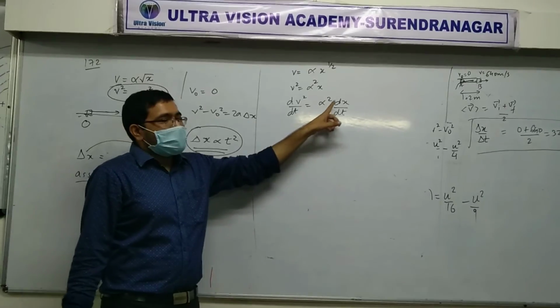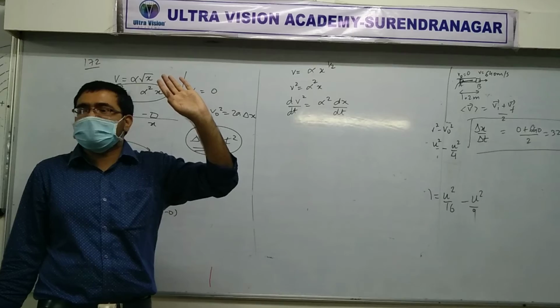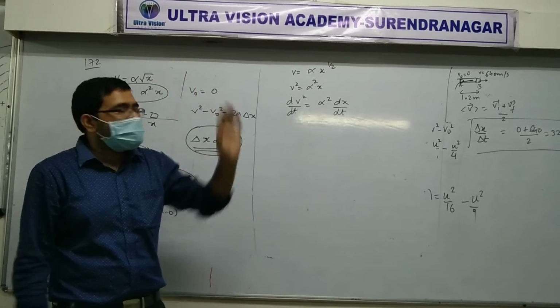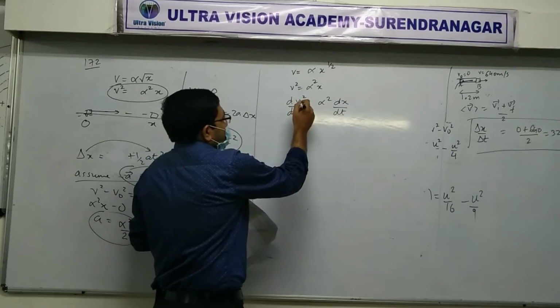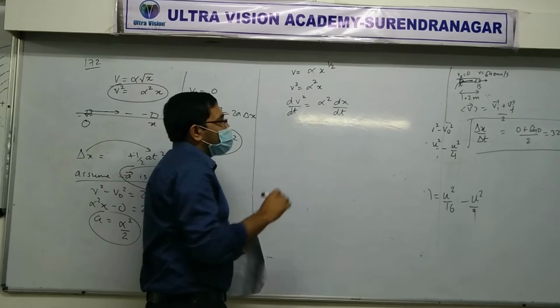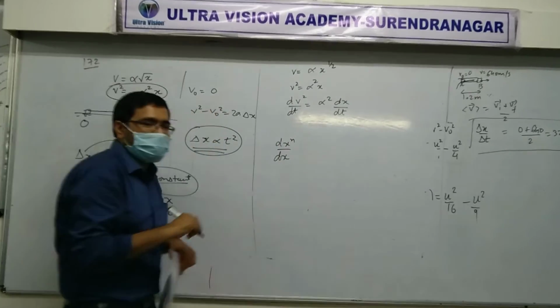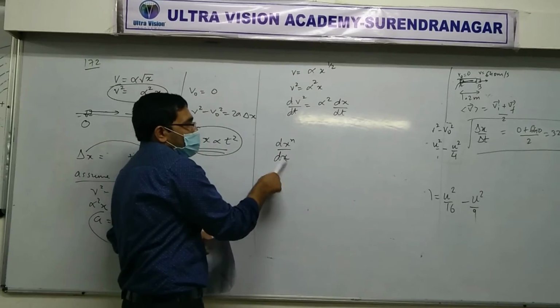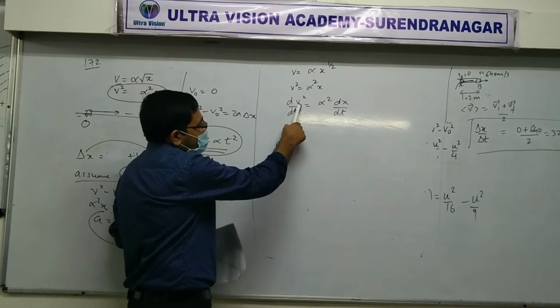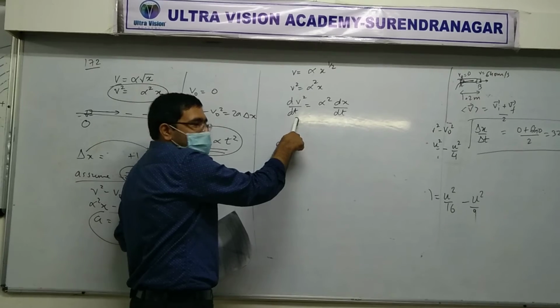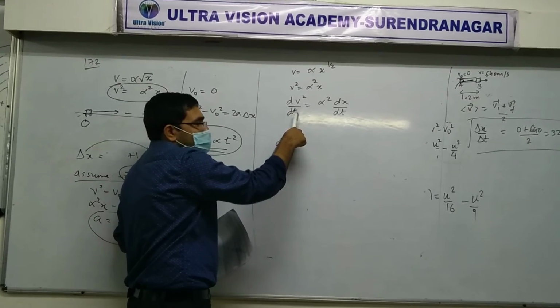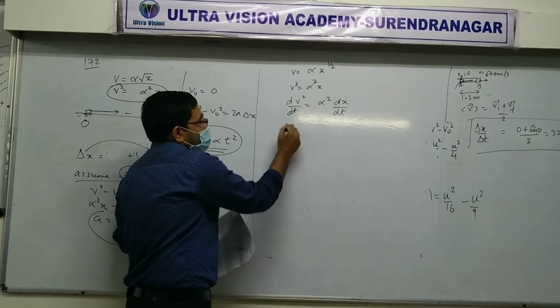dv square by dt is alpha square dx by dt. Is that clear? This doesn't work. Why? All the formulas that we have learned are of this pattern, x raised to n. Check that. Is that true here? V square. So what to do?